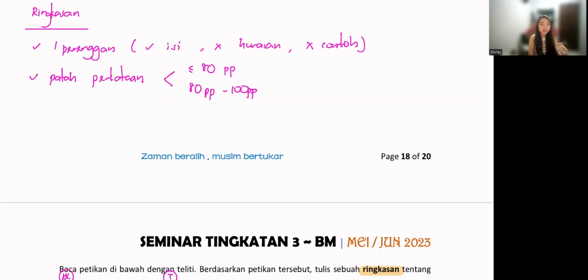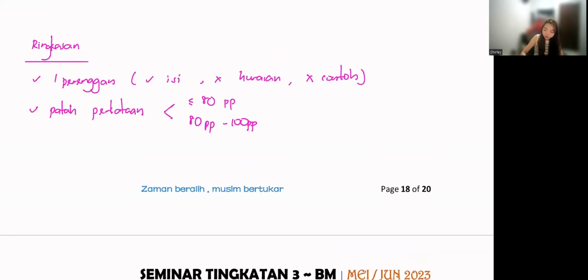And then how many patah perkataan? This one, please take notes. It depends on the question, so you must read the arahan. After that, tajuk would be given, so you already know what you need to find for that, and how many points you need to write. Usually, in the skema, they would tell you five, but I would like to tell you 5 to 6 minimum. Why?